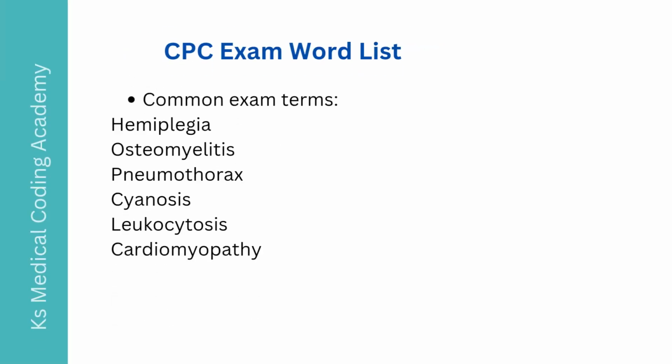CPC exam word list. These medical terms frequently appear on CPC exam questions: hemiplegia, osteomyelitis, pneumothorax, cyanosis, leukocytosis, and cardiomyopathy. Understanding the word parts makes answering exam questions faster.